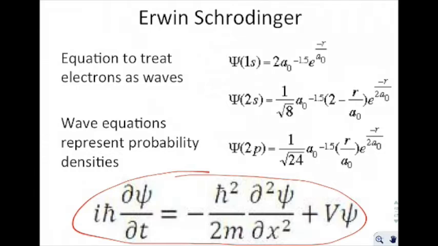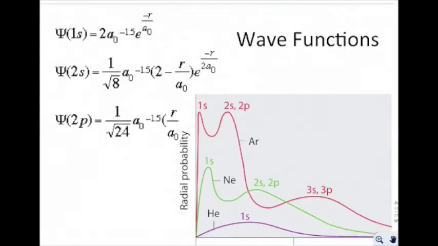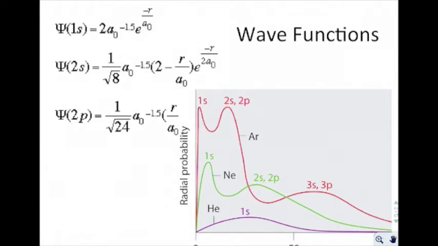You will not be responsible for anything to do with the Schrödinger model of the atom as far as math is concerned. You do need to know that this wave equation represents what's called the probability density. Okay, if you notice, this right here is what describes the atom, but it does not describe where an electron is. It describes the probability of it being in a certain location. That's why the Schrödinger model is often referred to as a quantum model of the atom, because it does not deal with an absolute position.